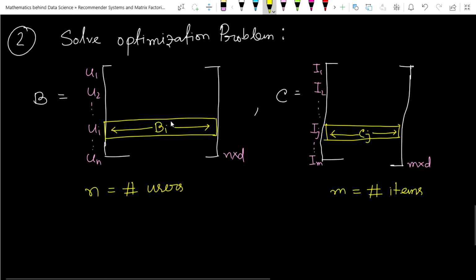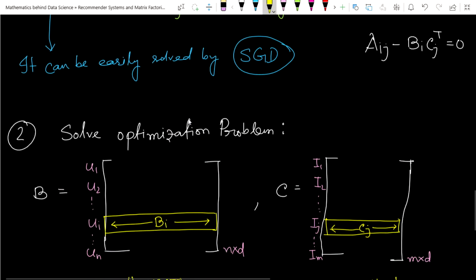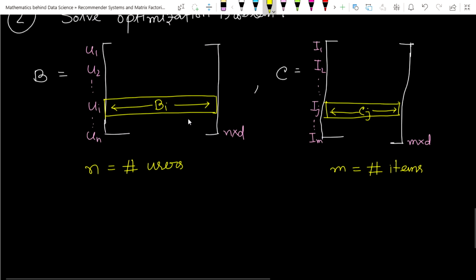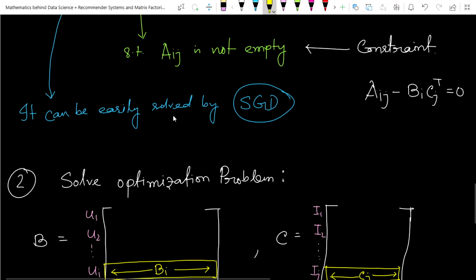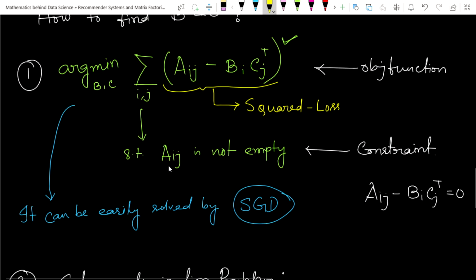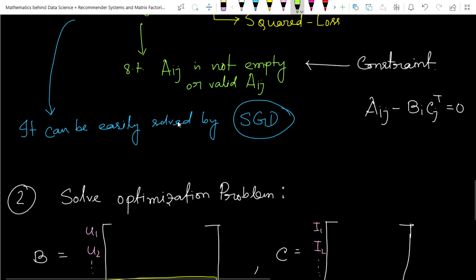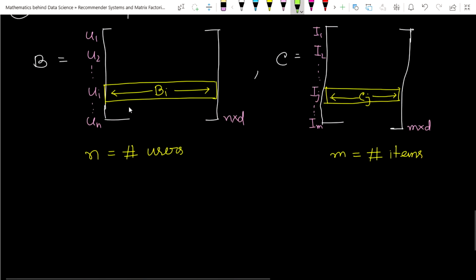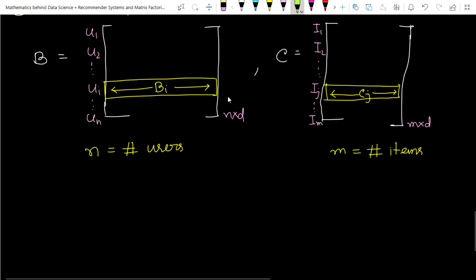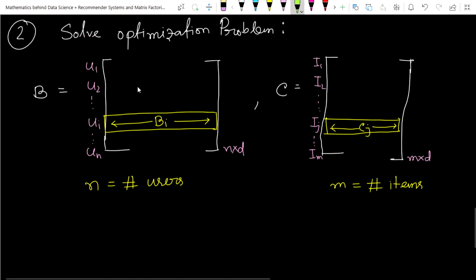After solving this, we get the features vector for each user and the features vector for each item. We can easily get them by solving this optimization problem. This is the second step. In the first step, we solve the optimization problem by using the valid aij, meaning the non-empty aij. These are the constants here. In the second step, after solving this, we find the features vector for each user and for each item.